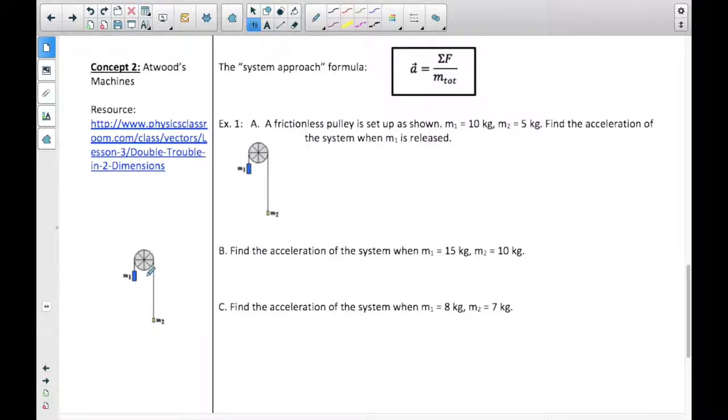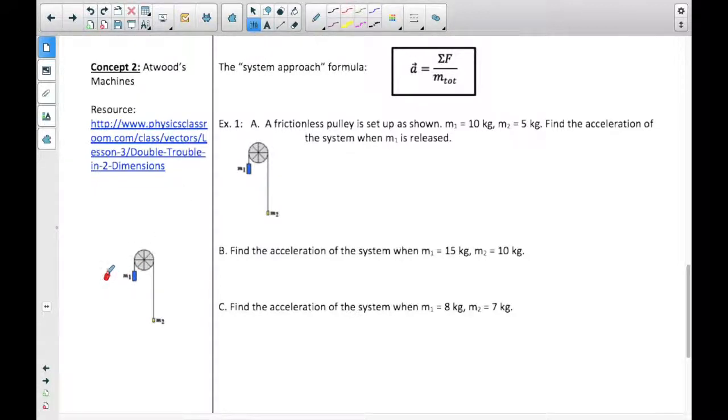Because later, when we get into some other rotational motion and circular motion, the weight of the pulley itself will actually come into play. So we're just talking about extremely lightweight ones. If we look at our first example, for the most part, I'm going to use what I call the system approach formula. But before I get to that, I do want to analyze what's going on in a basic Atwood machine setup, because you have two different masses.